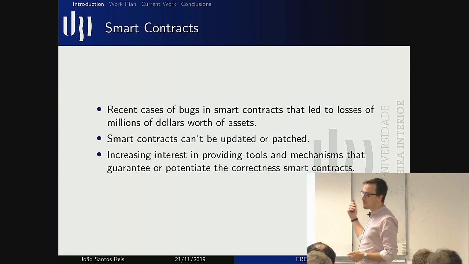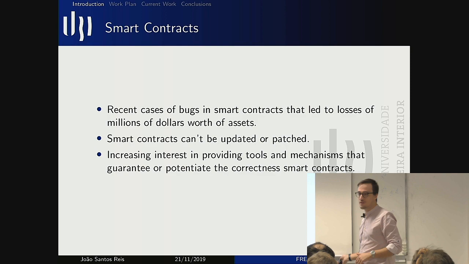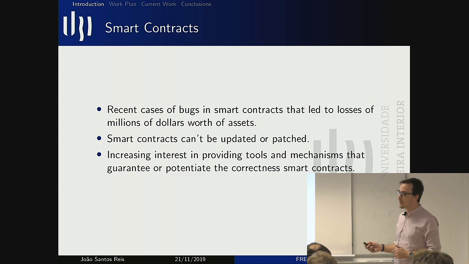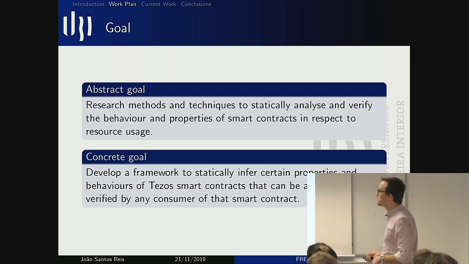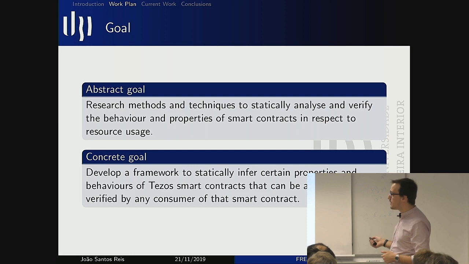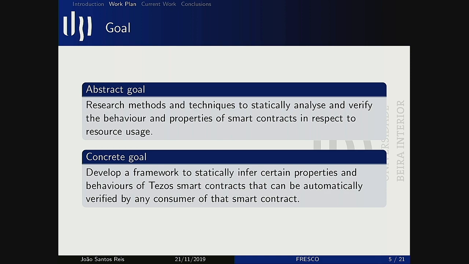So there's been an increasing interest in providing tools and mechanisms that guarantee or potentiate the correctness of smart contracts. So the goal of this work is to, in an abstract way, research methods and techniques to statically analyze and verify the behavior and properties of smart contracts with respect to resource usage. More concretely, develop a framework to statically infer certain properties and behaviors of Tezos smart contracts that can be automatically verified by any consumer of that smart contract.